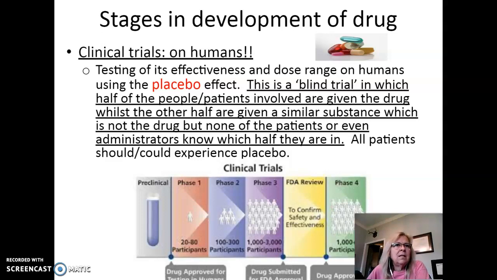In other words, in this example, with 50-50, all patients should expect to or could experience the placebo effect and might not know that. In fact, probably will never know that.